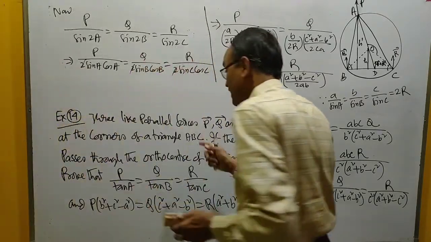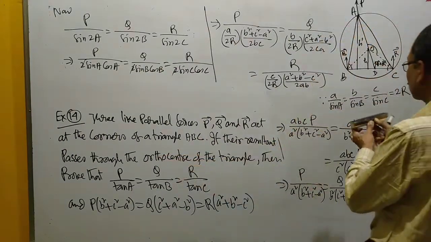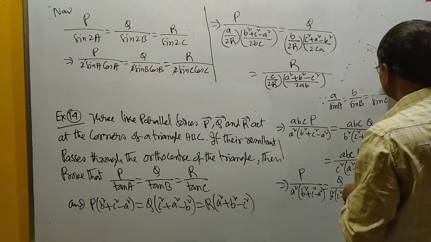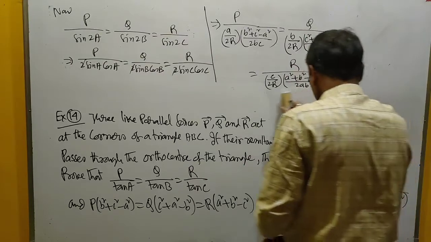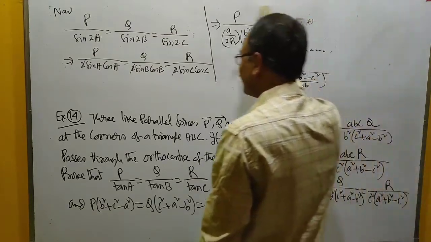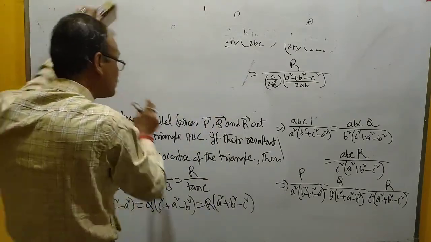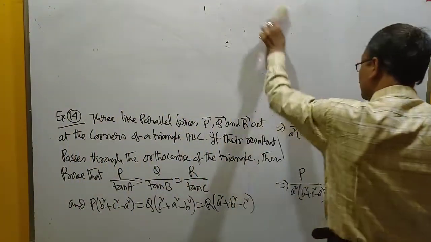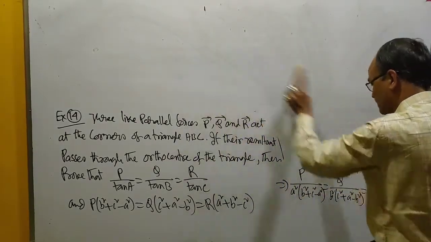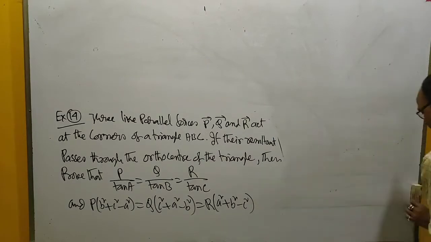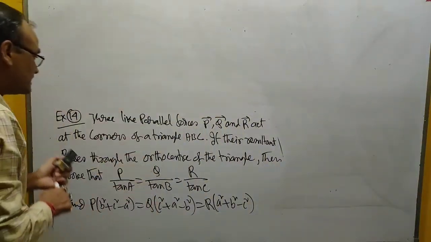Now, if the resultant passes through the orthocenter, then what will happen? The resultant passes through the orthocenter. Then we will get this result. If the resultant passes through the orthocenter, then we will get this one.